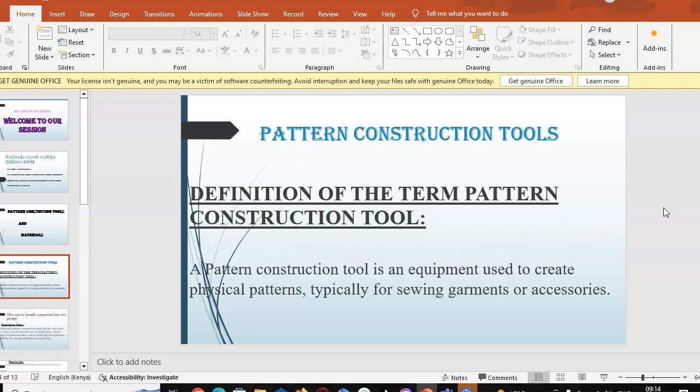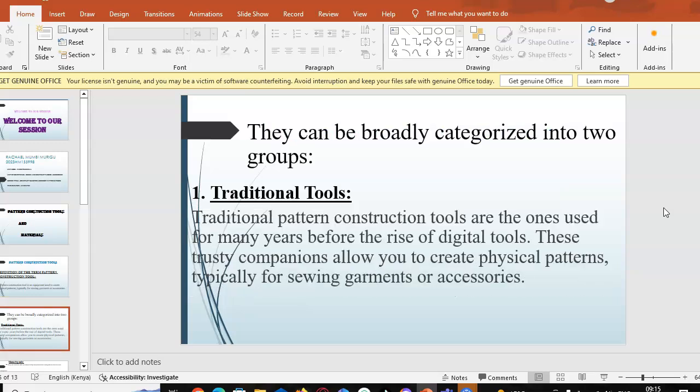So our pattern construction tools, from reading the definition, are categorized into two groups. It is an equipment used to create physical patterns, typically for sewing garments or accessories. The first one is the traditional tools. These were used many years before the rise of the digital tools. We're also going to go through the digital tools. These companions allow you to create physical patterns.